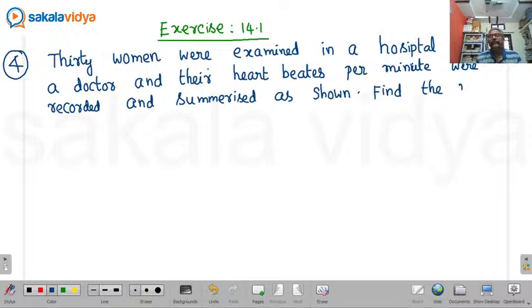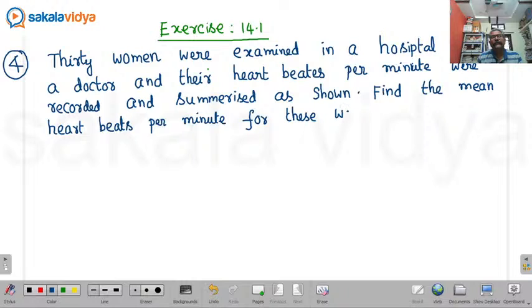Find the mean heartbeats per minute for these women, choosing a suitable method. So this is the question.